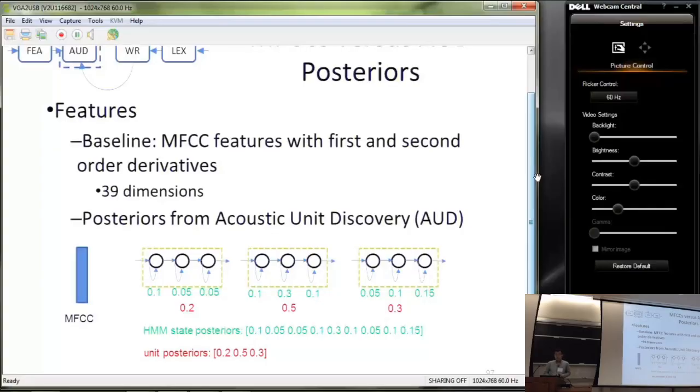The other type of features are the posteriors from the AOD. For example, here we have 3 acoustic units. Each one has a 3-state HMM to model it. Given an input frame of MFCC features, we are able to compute the state-level posteriors, which are the green numbers here, as well as the unit-level posteriors, which are the red numbers. Here, the unit-level posterior is computed as the sum of all the corresponding state-level posteriors. The idea is that by clustering the frames into different acoustic units, we are able to get better representations to discriminate different words.